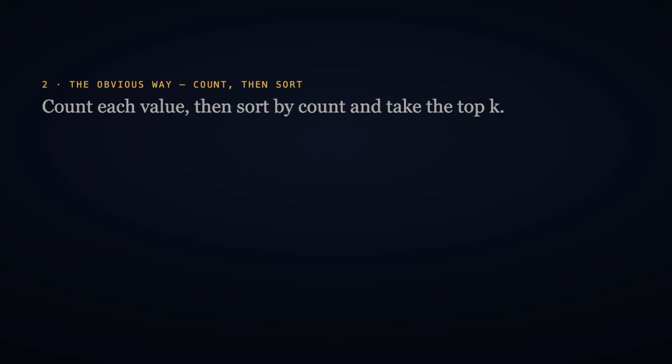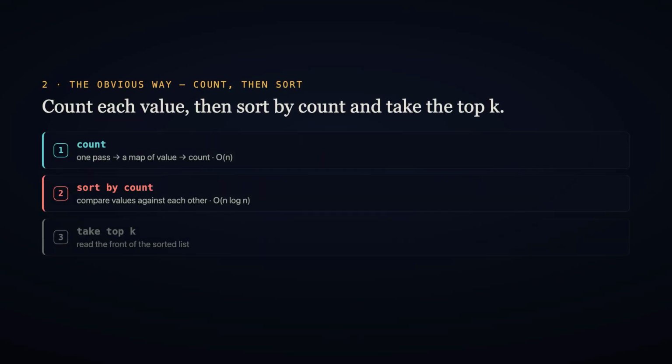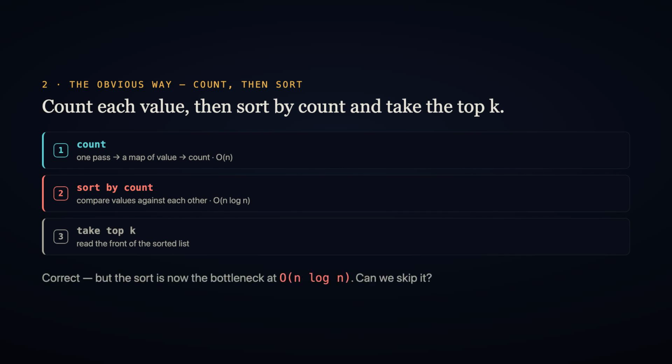So what's the natural first attempt? 2 steps. First, count how many times each value appears. 1 map, 1 pass, easy. Then sort the values by their count, biggest first, and take the top k off the front. It's correct, and honestly, it's a fine answer.